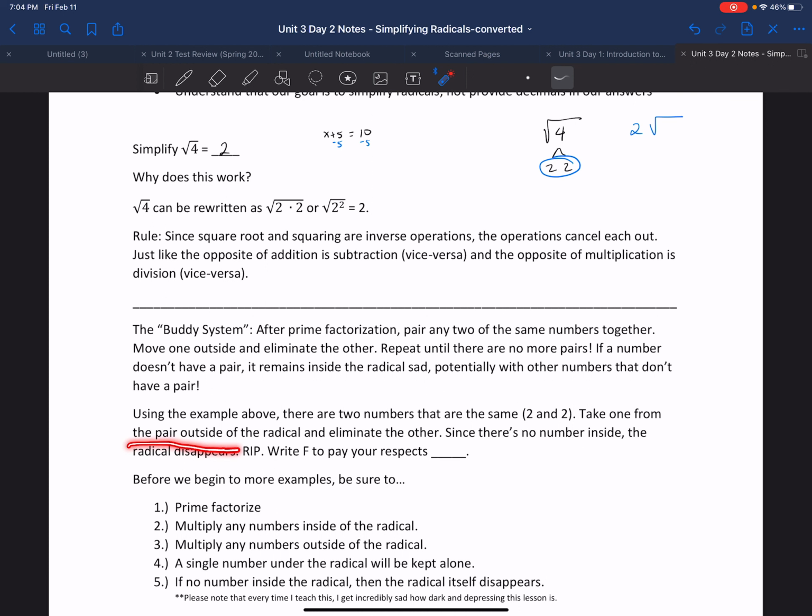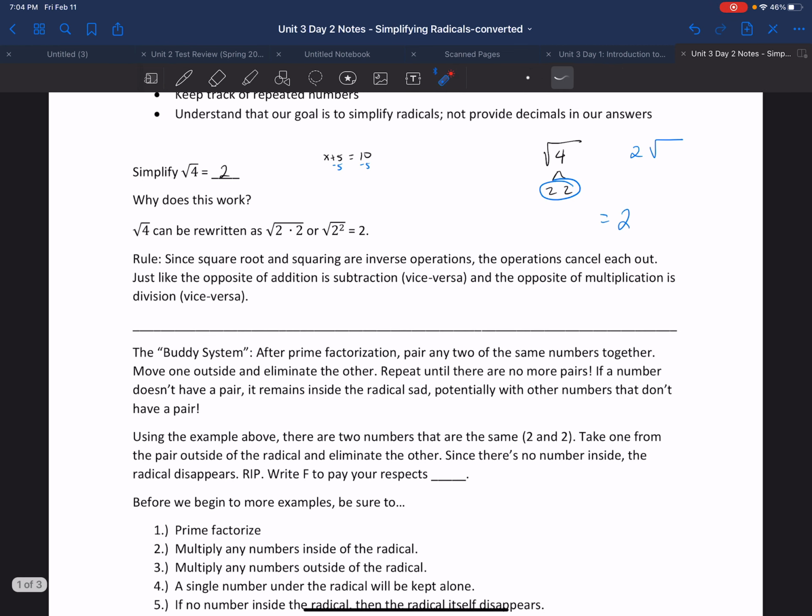So this is right here. Since there are no numbers inside, the radical disappears. So the answer to this question is 2. Okay. And exactly, this is what we have here.